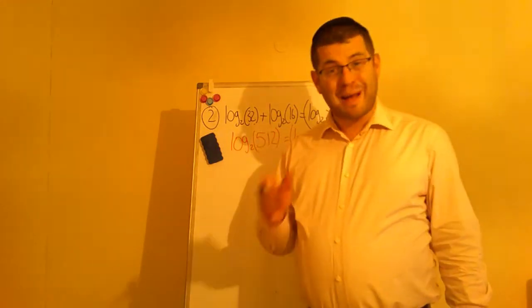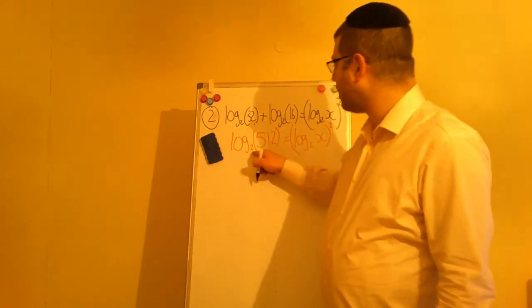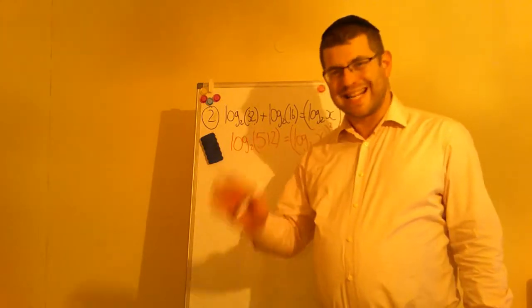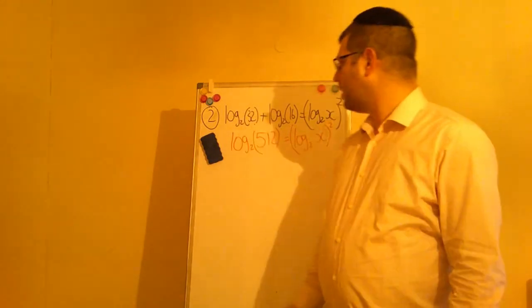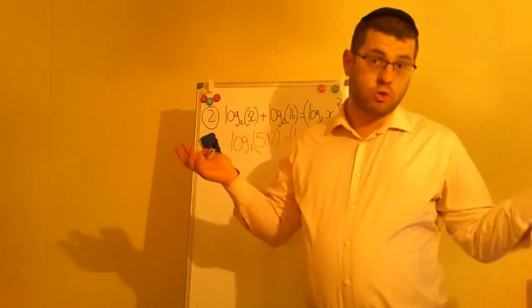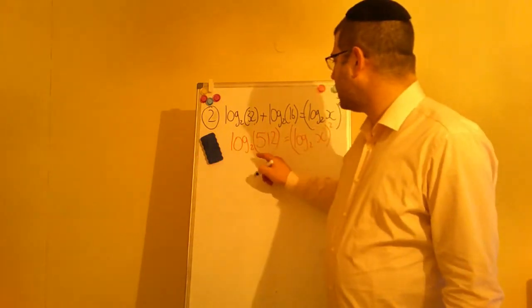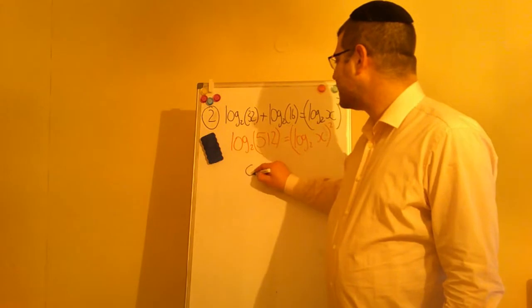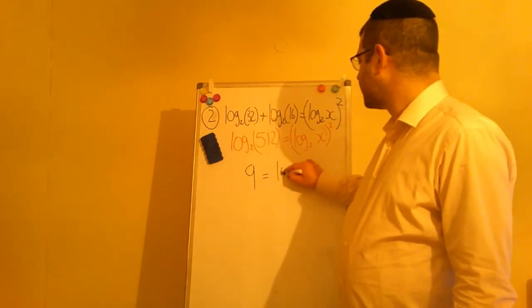Now, perhaps you identified that 512 is an exact power of 2. It's 2 to the power of 9 is 512. If you recognise that, you can also use the calculator. Ultimately, log 2, 512 is 9. So let's just simplify that.